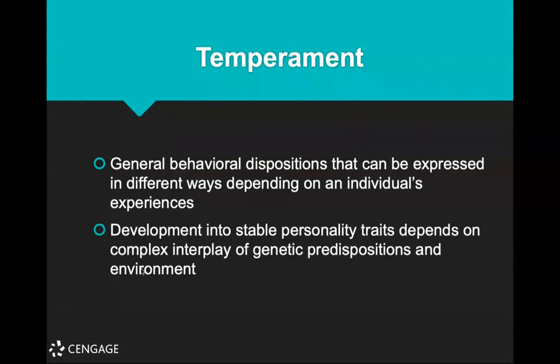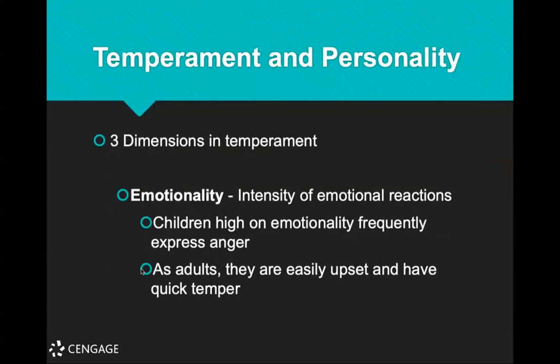And so temperaments are general behavioral dispositions that can be expressed in different ways depending on an individual's experiences. Development into stable personality traits depends on a complex interplay of genetic predispositions and the environment. So there are three dimensions in temperament. The first type of temperament is emotionality, right? Emotionality is the intensity of emotional reactions, like we had studied in the earlier presentation.